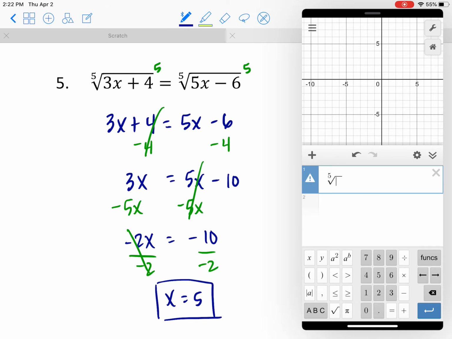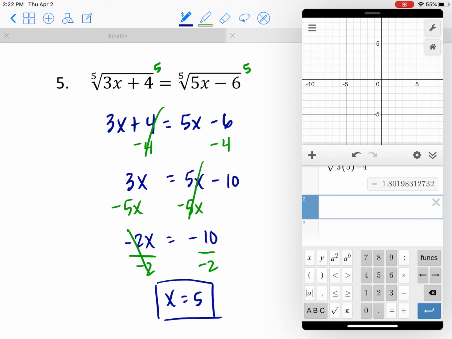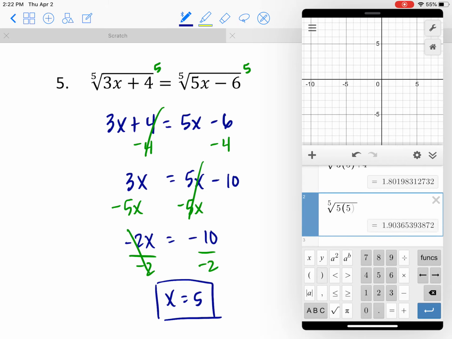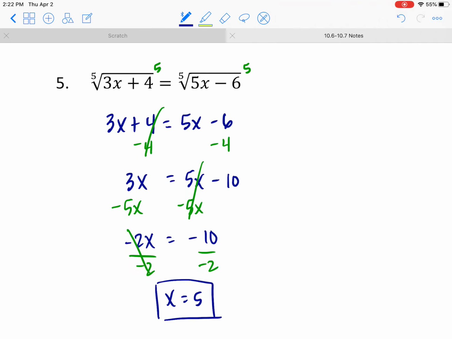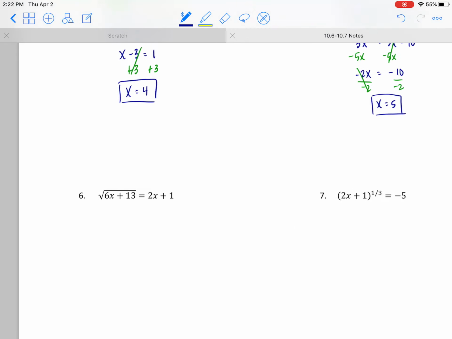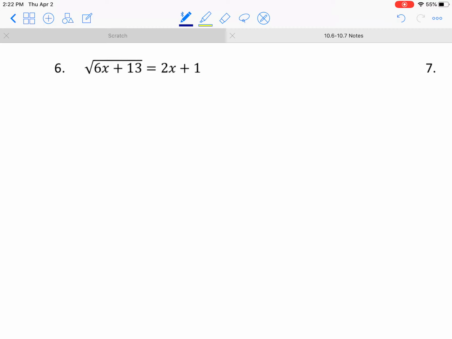Now, I don't have to worry about it being extraneous, but if I want to verify it, let me type each side in. So I'm going to go into a 5th root of 3 times 5 plus 4. And let me type in the next one, the 5th root of 5 times 5 minus 6. And there it is. We get the same decimal in both of those, which means both sides are equal, and that's a verification that it is the correct solution. Okay? Now, this is going to get significantly harder in number 6. Maybe you can see a difference between this one and the others.